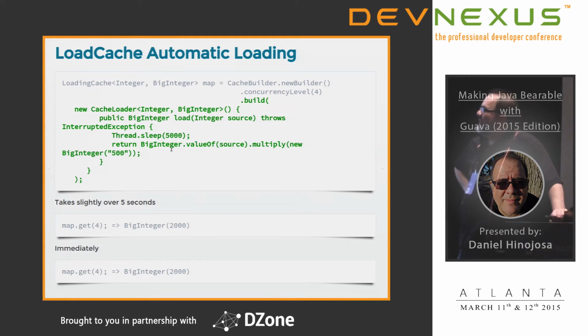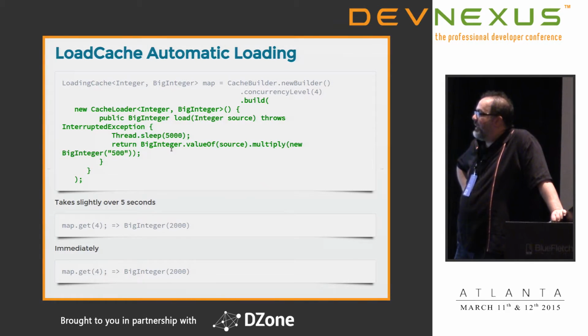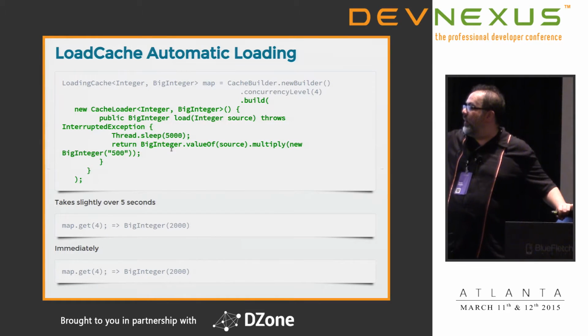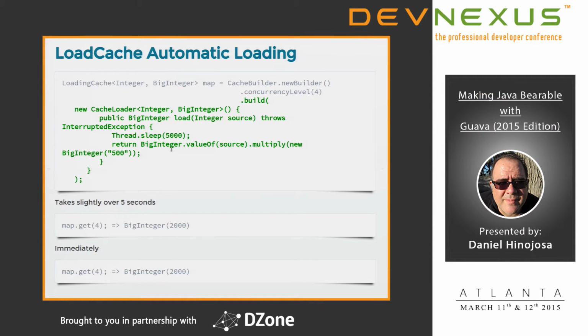All right. Given this map get, I'm going to get the key 4, but it doesn't exist yet. And this is a cache. So if I call get 4, then what will happen is I will get a BigInteger 2000, because 4 times 500 is 2000. But it's going to take slightly over 5 seconds, because this computation took place. But the next time I do it, I get an immediate response, because it's been cached. So that's the idea behind this. It's a very simple cache that you can use. Actually, it's probably one of the most valuable things that you find in Guava.